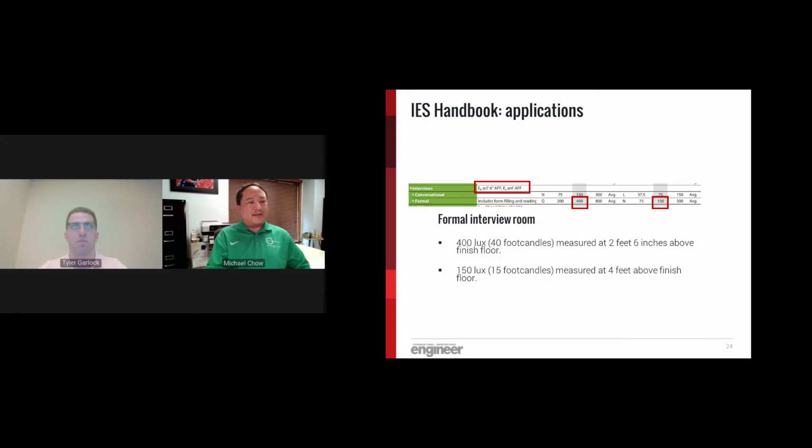So this basically tells you, again, it's a recommendation, that for a formal interview room you have 40 foot candles measured at 2 feet 6 inches above finished floor. And that would be your typical desk height. And then 15 foot candles, those would be the vertical foot candles, and that's 4 feet above the finished floor.